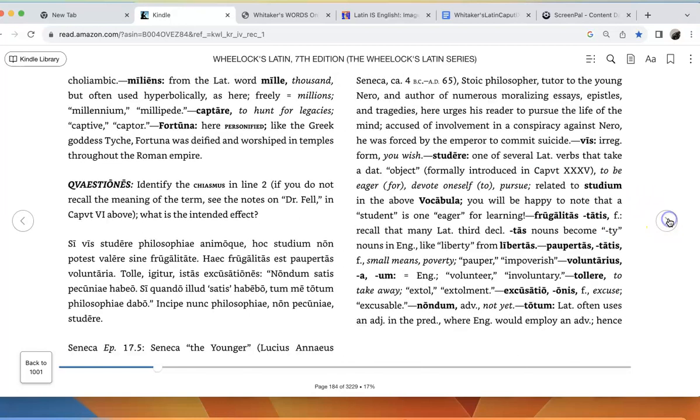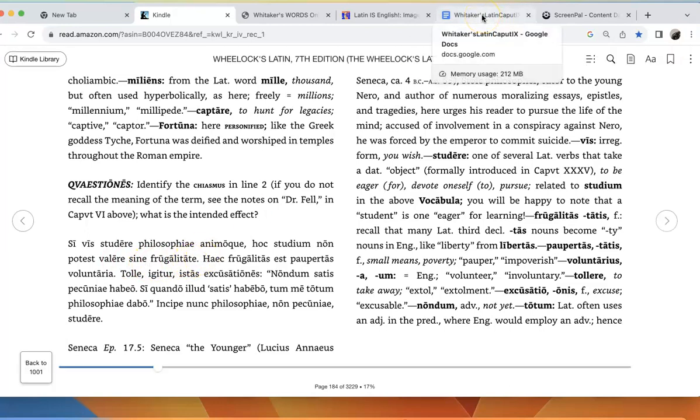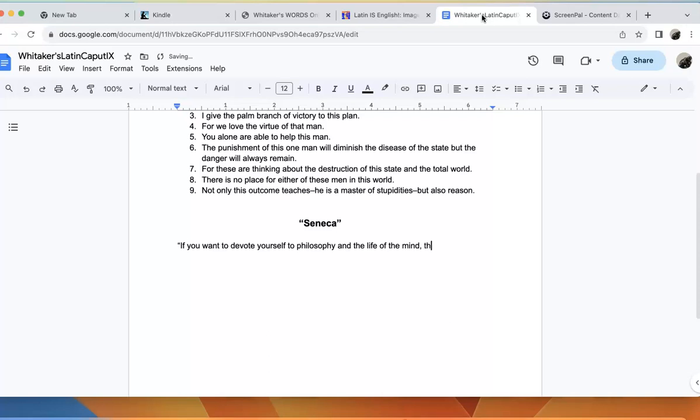So if you want this study, in other words, this kind of study, is not able to flourish, literally to be well, without frugality. So you could have a couple different translations, but this study, literally this kind of study, is not able to flourish without frugality. So let's take a look at the original Latin here.